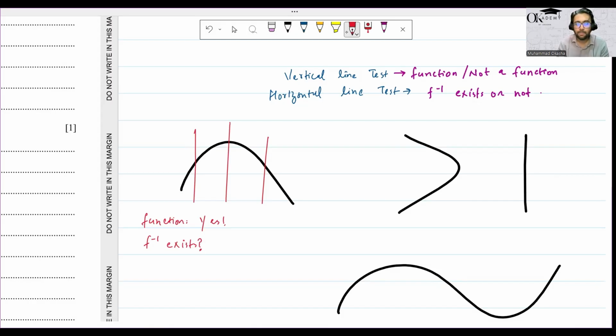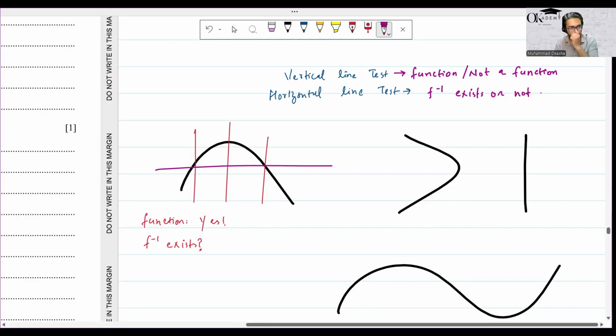If I were to do the horizontal line test, if you notice, it crosses the function twice, at this point and this point. So if it crosses the function twice, the answer to f inverse exists is no. All right, let's do it for this one. Is it a function? If I were to run a vertical line through it, is it a function? The answer is no. If it's not a function, there is no point of finding out its inverse.